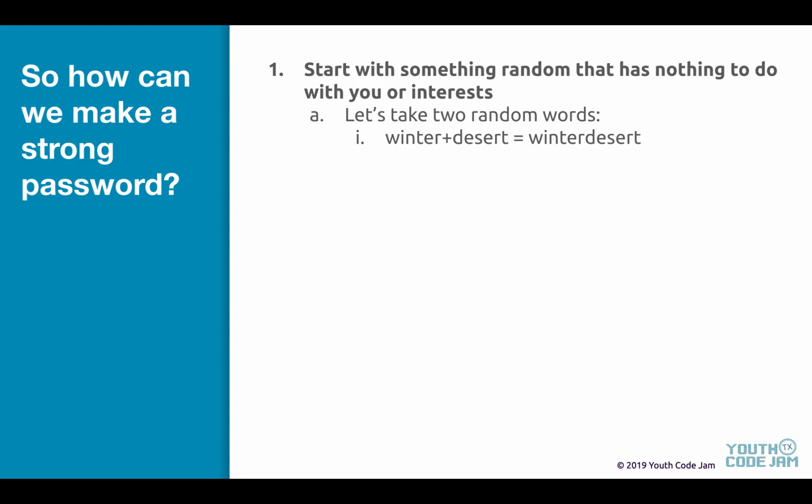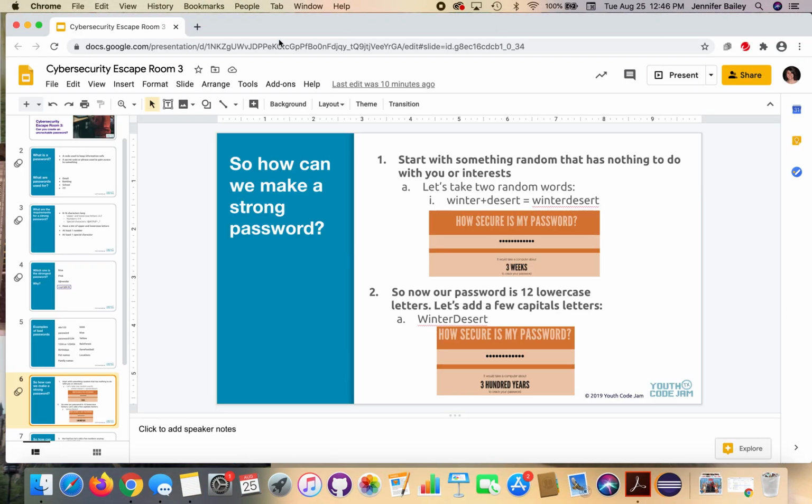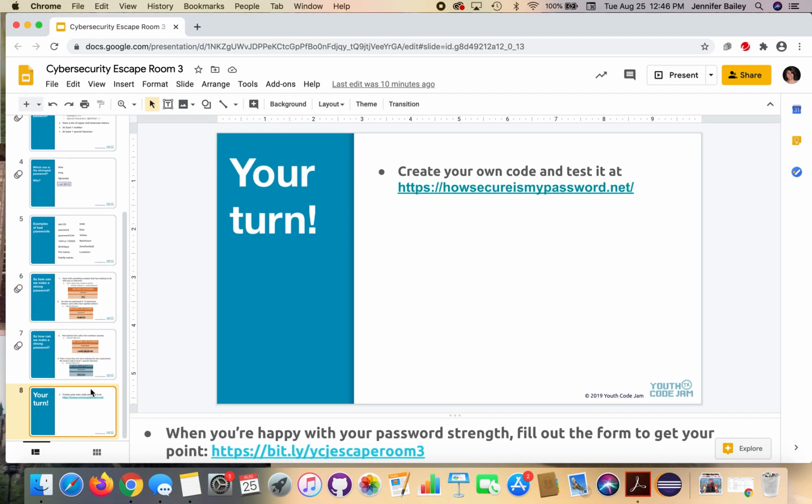So I started with 2 random words, and the ones we're going to work with are winter and desert. And I just type them in one long phrase, because your passwords cannot have spaces in between them. So we just typed winter, desert, one long word, all lowercase. So I'm going to exit out of this slideshow for a second, and we're going to open up a second tab and test that out.